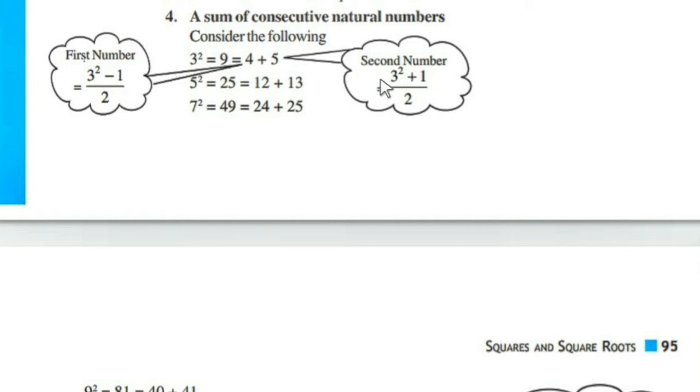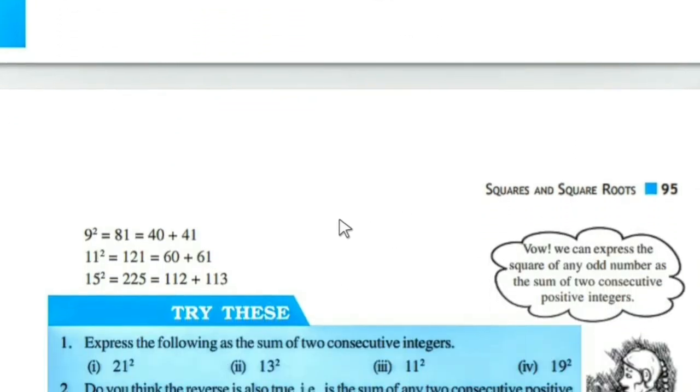And the second number is (3 square plus 1) upon 2. So what is 3 square? 9 plus 1 means 10, 10 upon 2 means 5. So similarly, 5 square equal to 25 equal to 12 plus 13, and 7 square equal to 49 equal to 24 plus 25. These are the consecutive natural numbers. Now 9 square equal to 81 equal to 40 plus 41. 11 square is equal to 121 is equal to 60 plus 61. 15 square is equal to 225 equal to 112 plus 113.